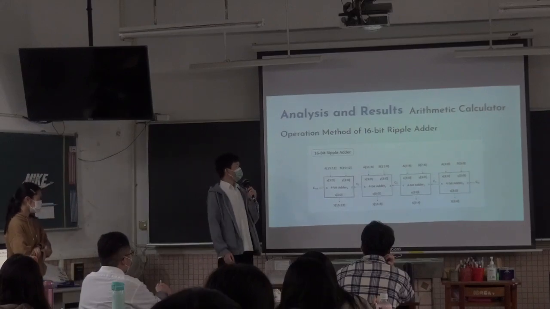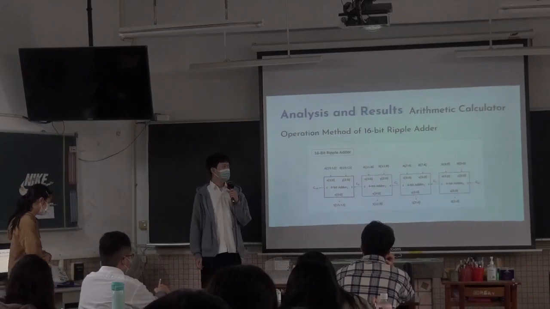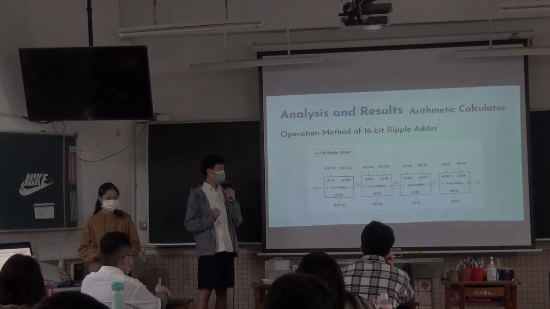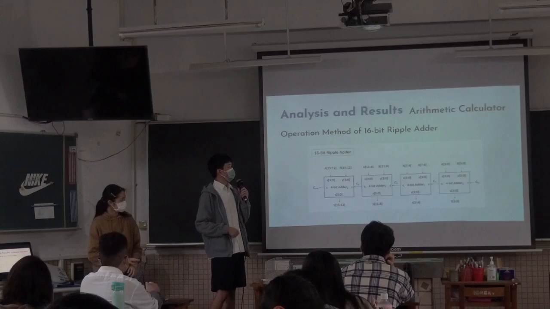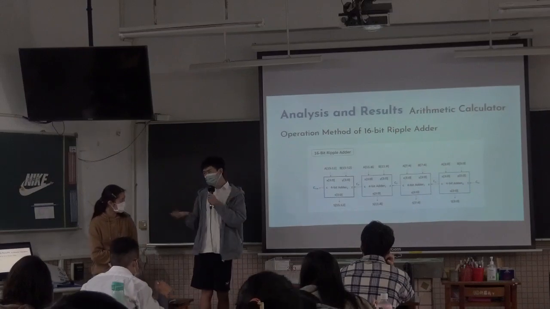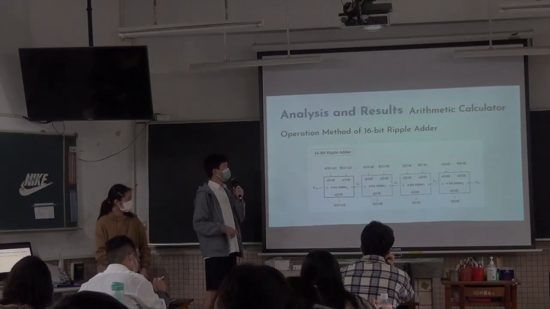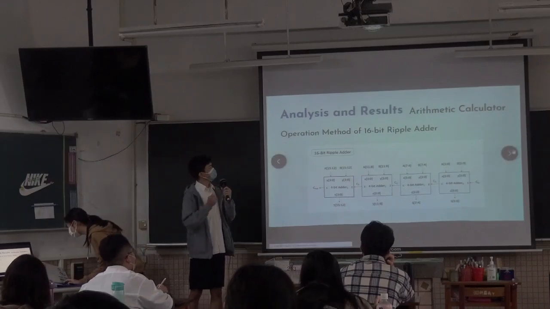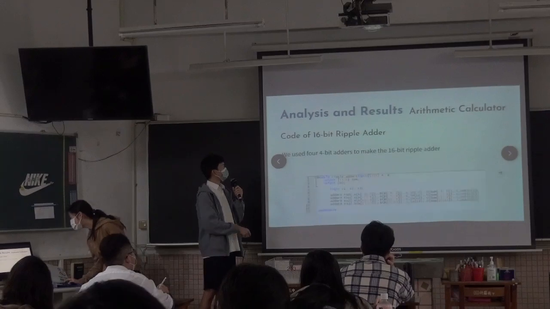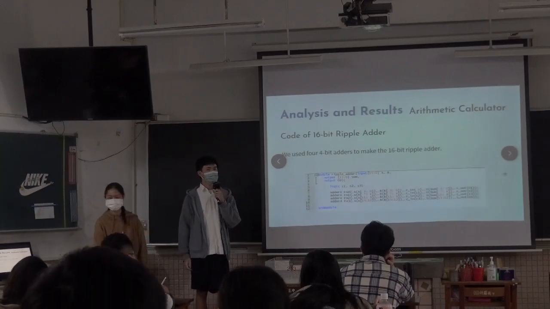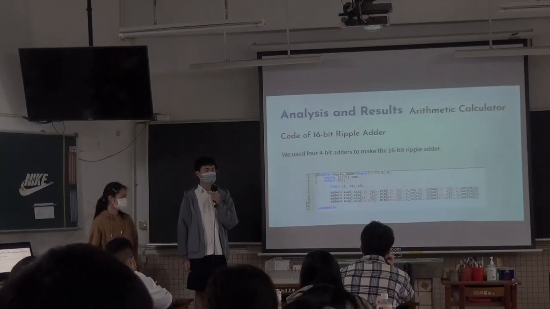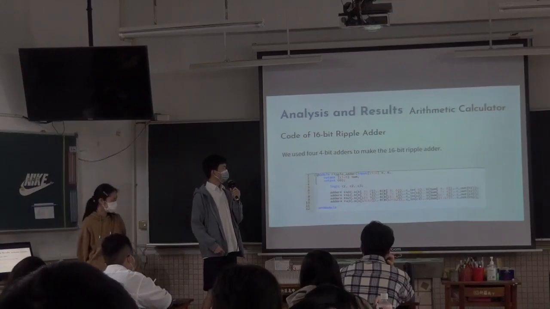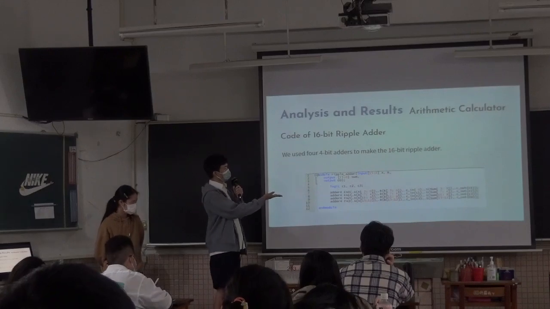Next is our operation method of the 16-bit ripple adder. The 16-bit ripple adder is made up of four 4-bit adders. Since we talked about the 4-bit adder before, we can go on to the next part. After understanding how the 16-bit ripple adder is operated, we can write the code for the 16-bit ripple adder. And the picture below is the code we wrote.